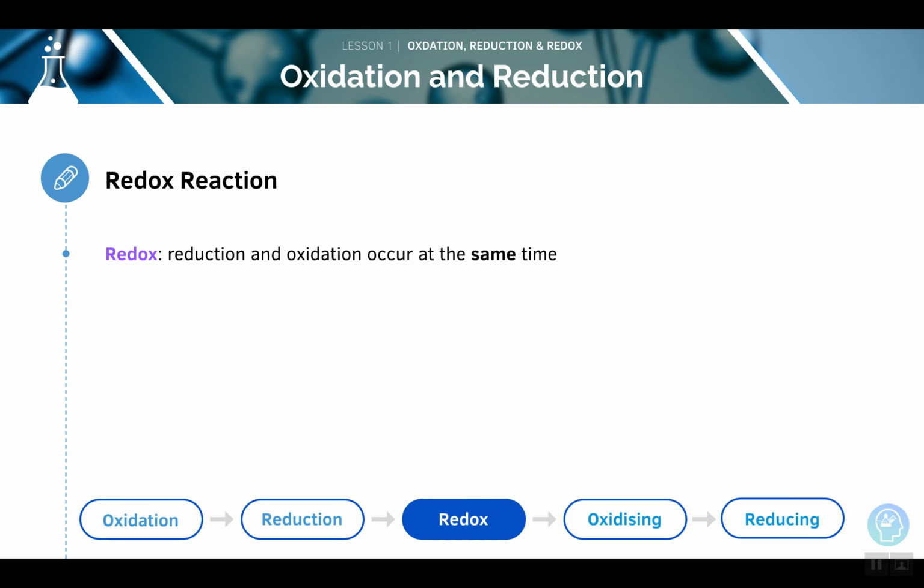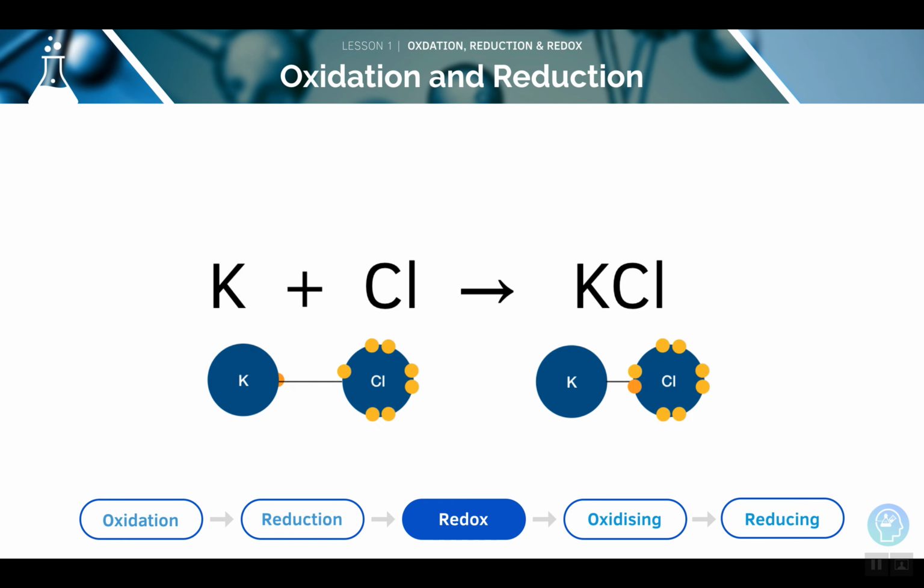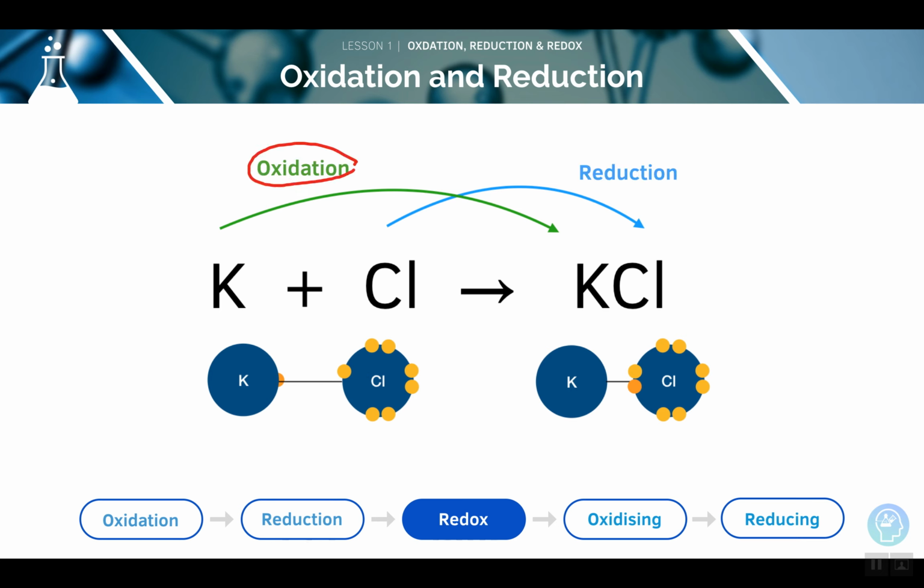A redox reaction is when both oxidation and reduction are happening at the same time. Here, we can see the reaction between potassium and chlorine. This is a redox reaction. Here, we can see that the potassium has undergone oxidation, whilst the chlorine has undergone reduction.